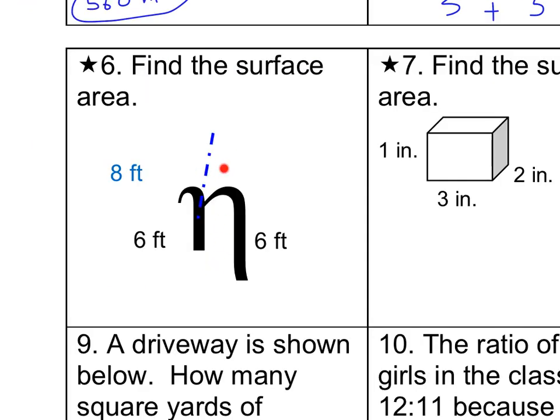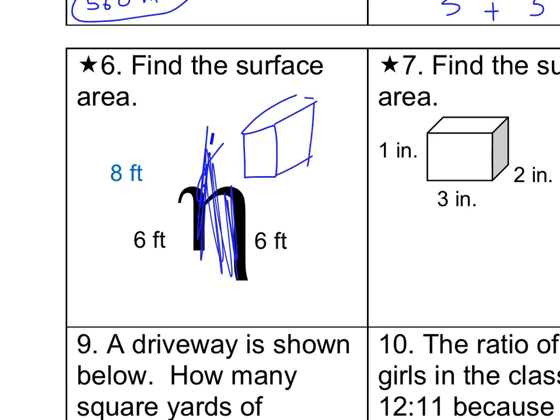So here we have another glitch. We're going to assume this is a rectangular prism. I'm sure you were able to figure that out. So scratch, scratch, scratch, scratch. There is my beautiful, terrible rectangular prism. And we're looking for surface area, which is not volume.